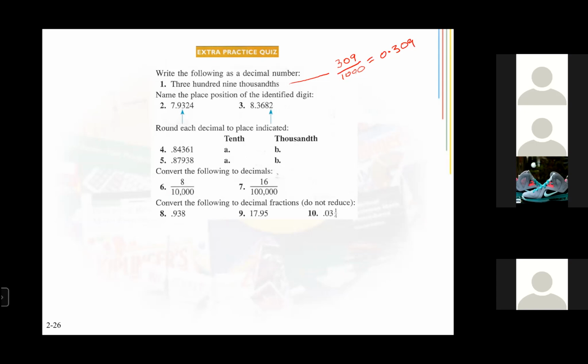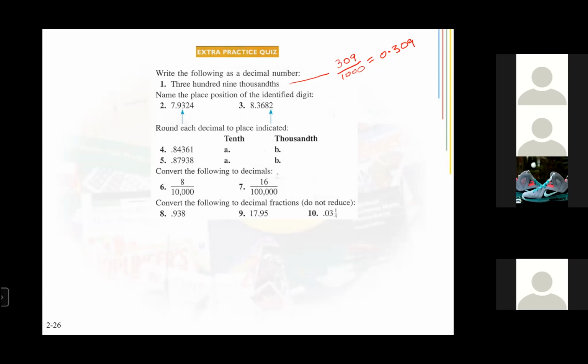Number 4, they're asking you to round that number twice. First, you round it to the nearest 10th, then you round it to the nearest 100th. So 0.84361 to the nearest 10th would be 0.8. To the nearest 1,000th, that would be 0.844. Okay, the next one, they want you to round it to the nearest 10th and to the nearest 100th. 0.9, yes, and 0.879. Okay, thank you.